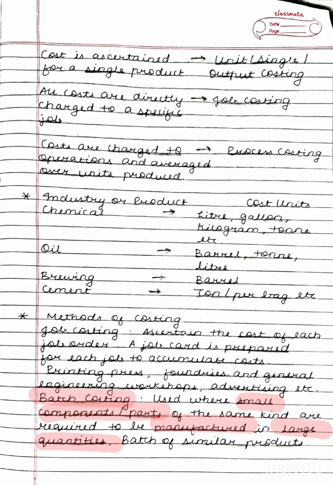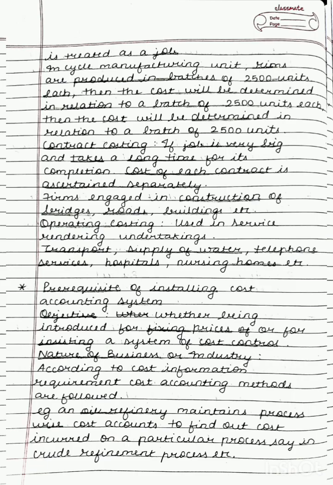Batch costing. This system of costing is used where small components or parts of the same kind are required to be manufactured in large quantities. Here, a batch of similar products is treated as a job. For example, if in a cycle manufacturing unit, rims are produced in batches of 2500 units each, then the cost will be determined in relation to a batch of 2500 units.